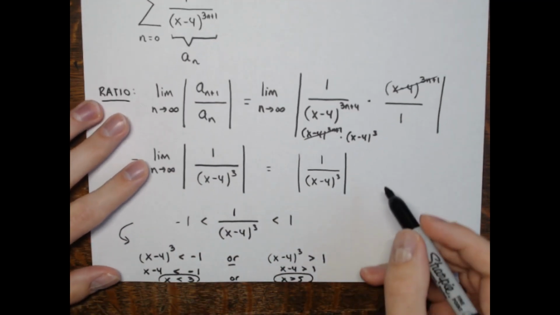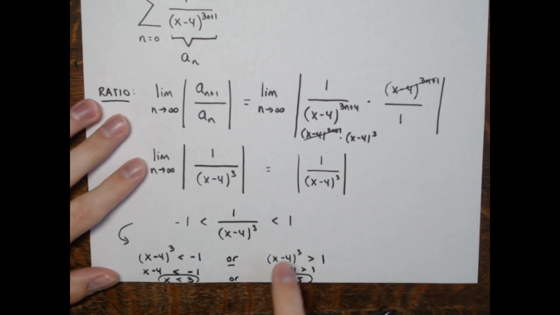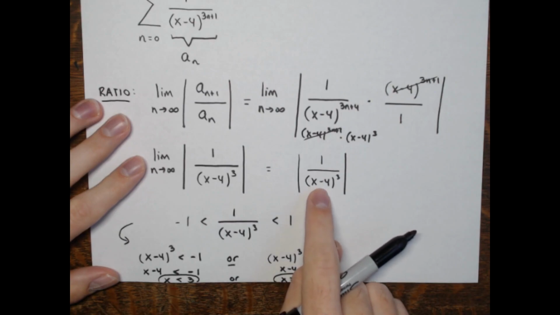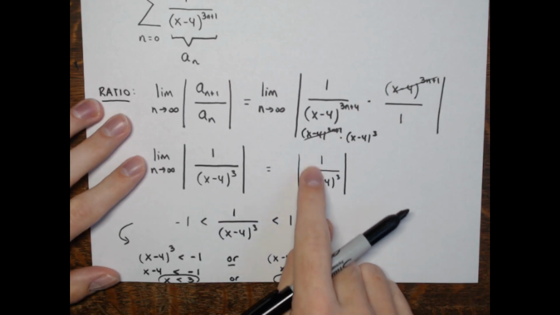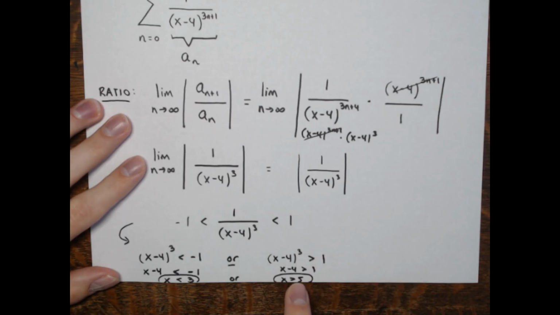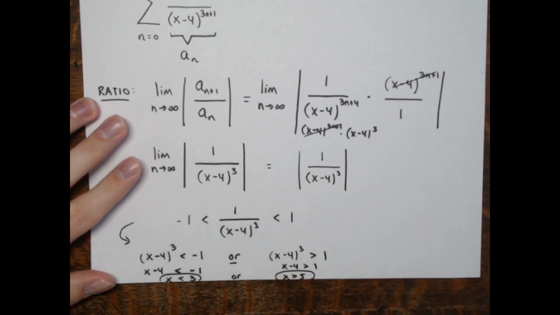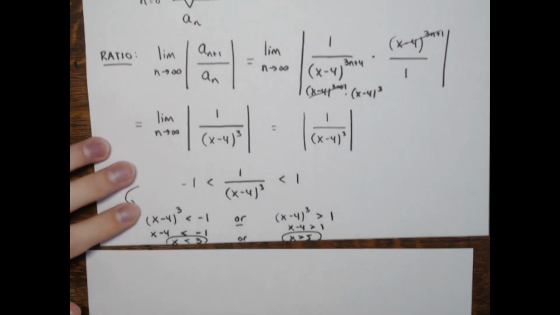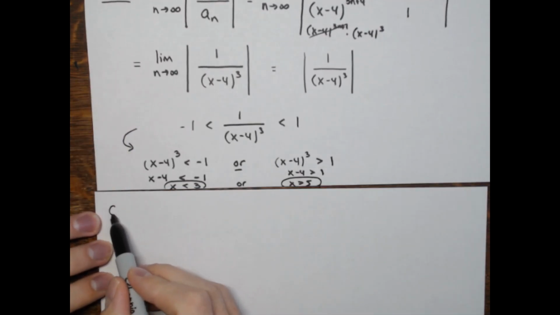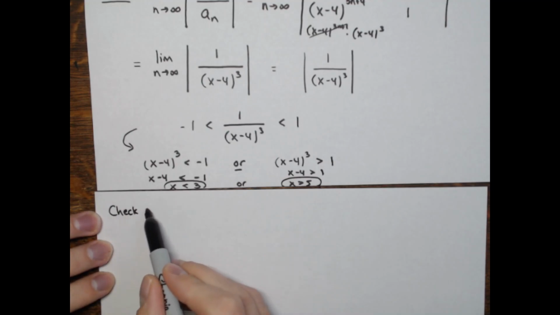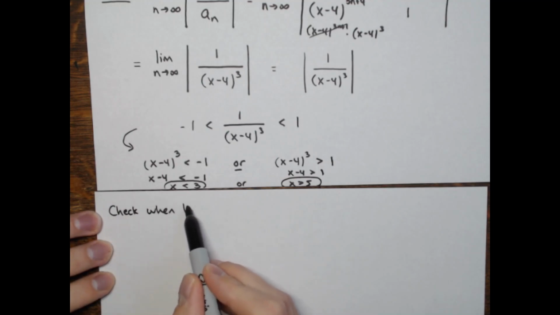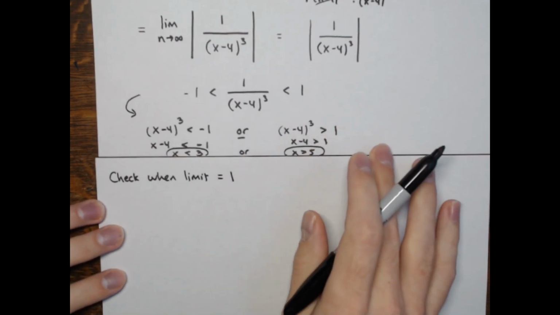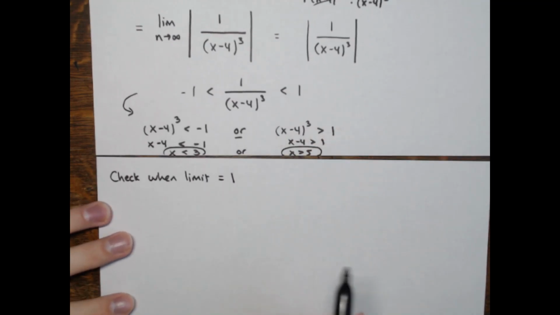We must also check where this is equal to 1, and that'll be at x equals 3 and x equals 5. When x equals 3, this absolute value will be equal to 1. When x equals 5, this absolute value will be equal to 1. So I've got to also check 3 and 5. Sorry that those are tiny there. So check when the limit equals 1, just like in the last section, the section on the ratio test as well.